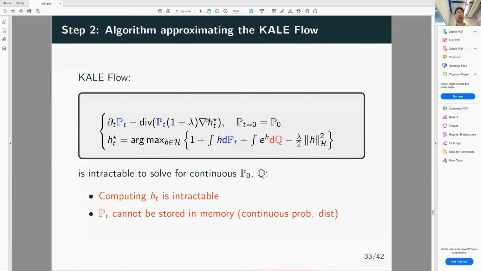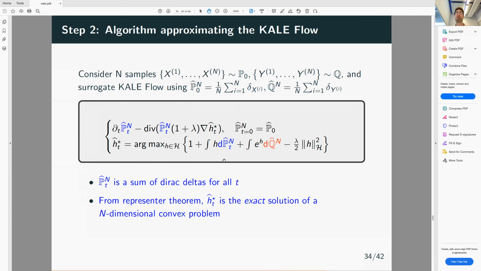The other point of the KALE flow is that, as such, when you look at this equation, it involves intractable quantities. This maximum here is not easily computable because PT and Q may be, for example, continuous probability densities. And because of that, you can't rely on specific properties of a reproducing kernel Hilbert space that allow you to get easy optimization in finite time. So right now, as such, you can't compute the trajectories of the KALE flow for an arbitrary P and an arbitrary Q. This is just not possible.